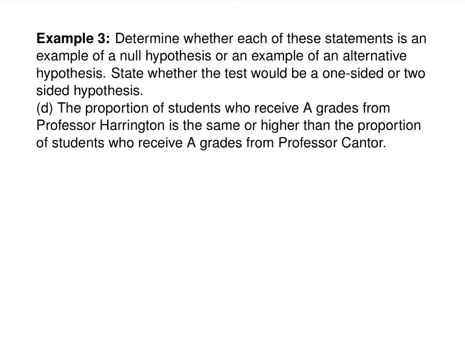And finally, the proportion of students who receive A grades from Professor Harrington is the same, oh look at that, that's a hint, same or higher than the proportion of students who receive A grades from Professor Cantor. Because of the same, this is the null. Proportion for Professor Harrington is bigger than or equal to the proportion for Professor Cantor. So null hypothesis, one-sided.